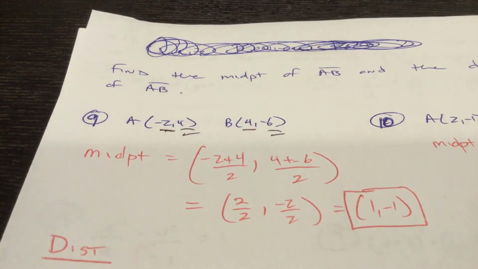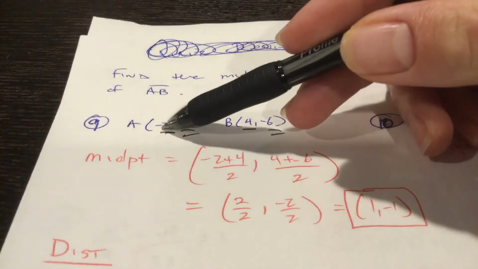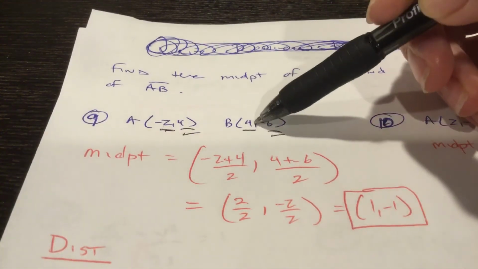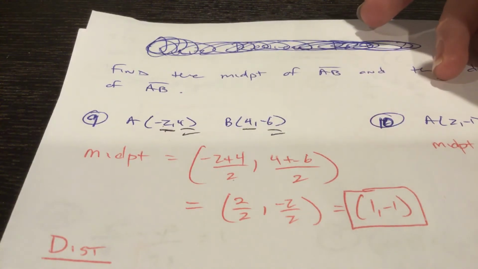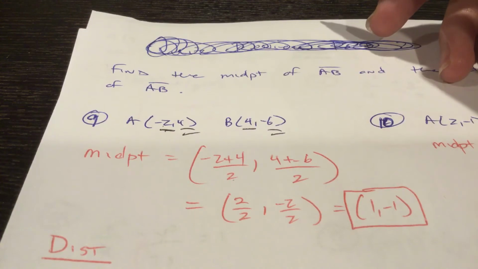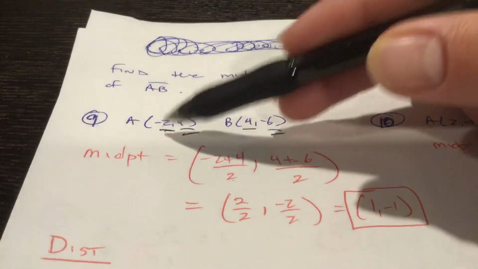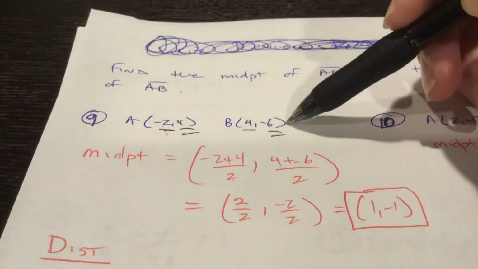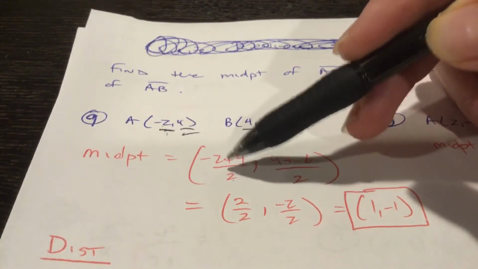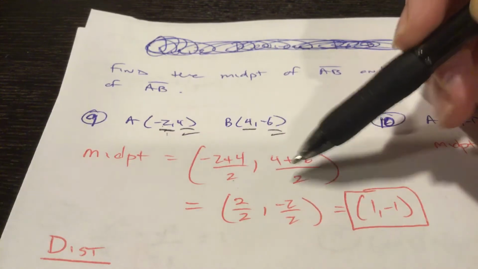So what you're going to do is average the x's and average the y's. You take the x's, so negative 2 plus 4, and you divide it by 2. If you have an 80 and 100 as test scores, your average or your midpoint of the two is 90. 80 plus 100 divided by 2. Negative 2 plus 4 divided by 2. Then you take your y's, 4 plus a negative 6 divided by 2. It's negative 2 over 2.